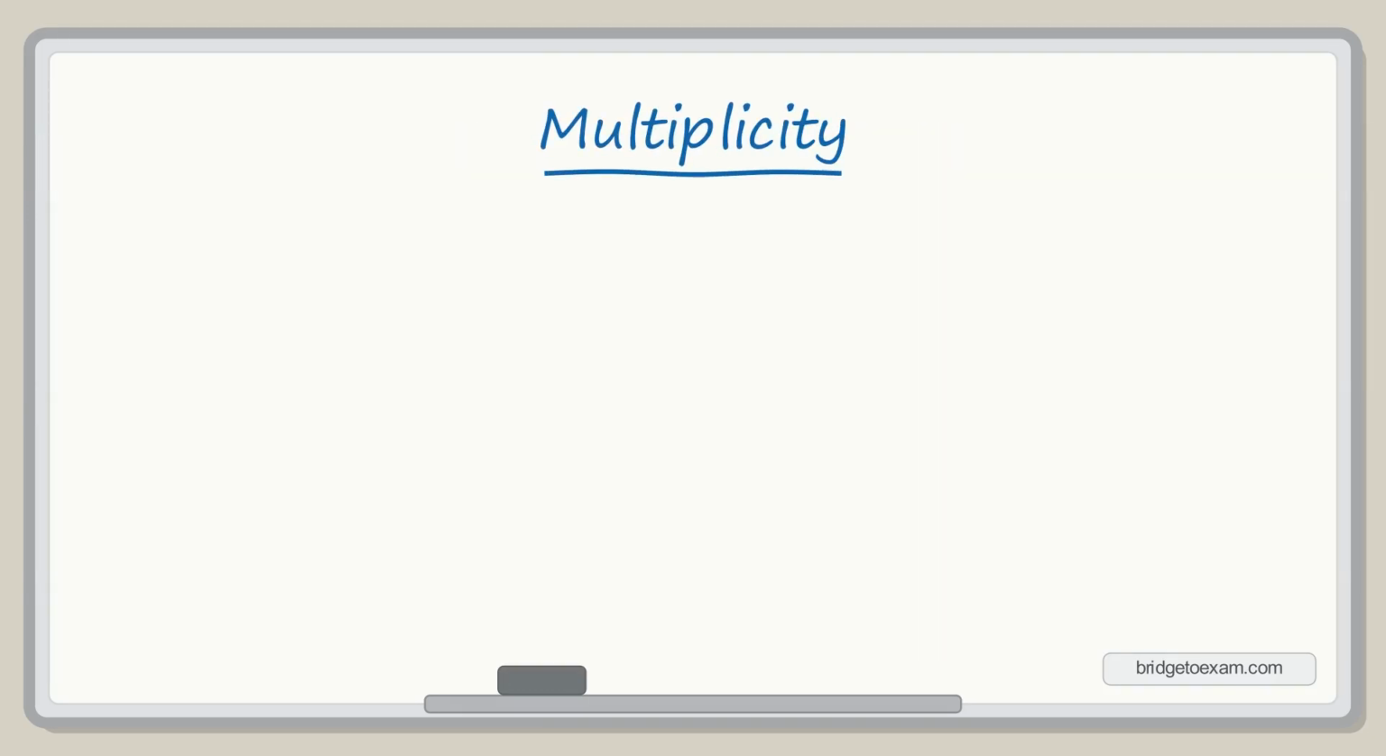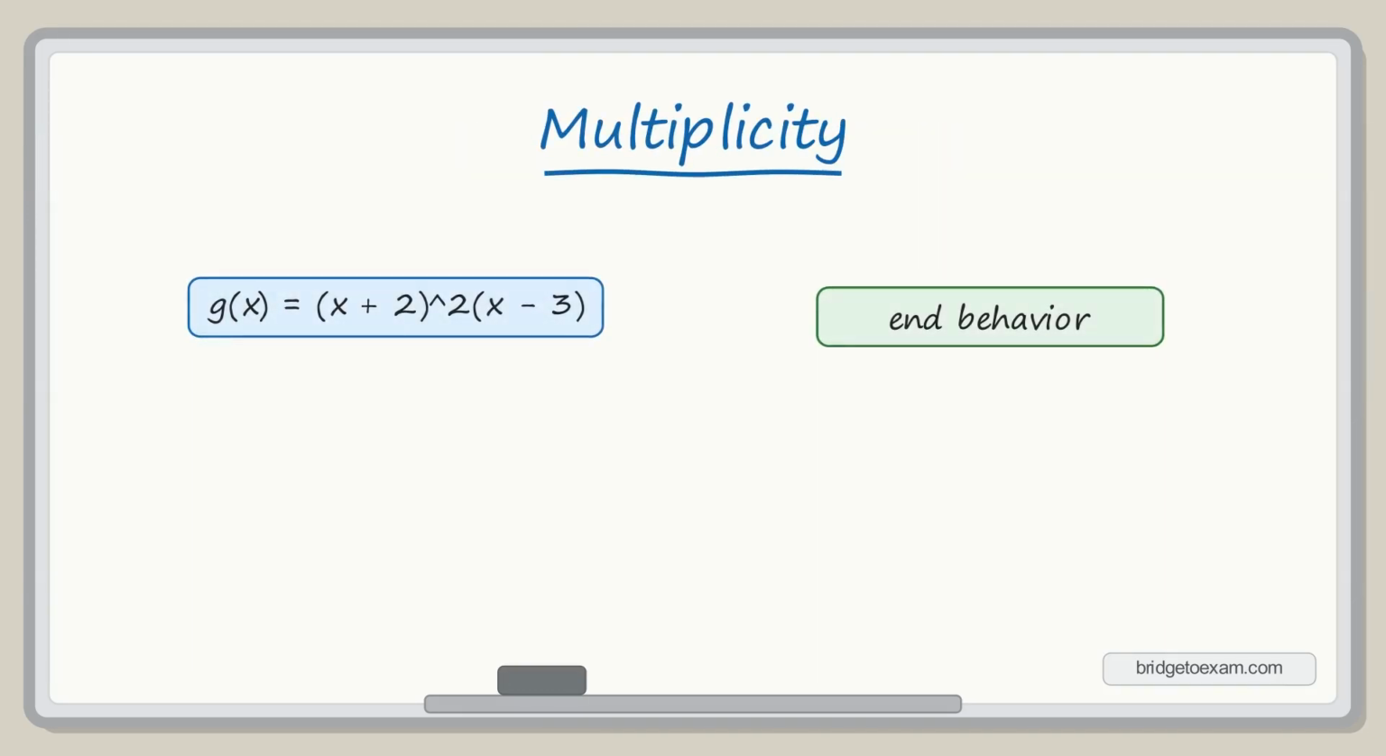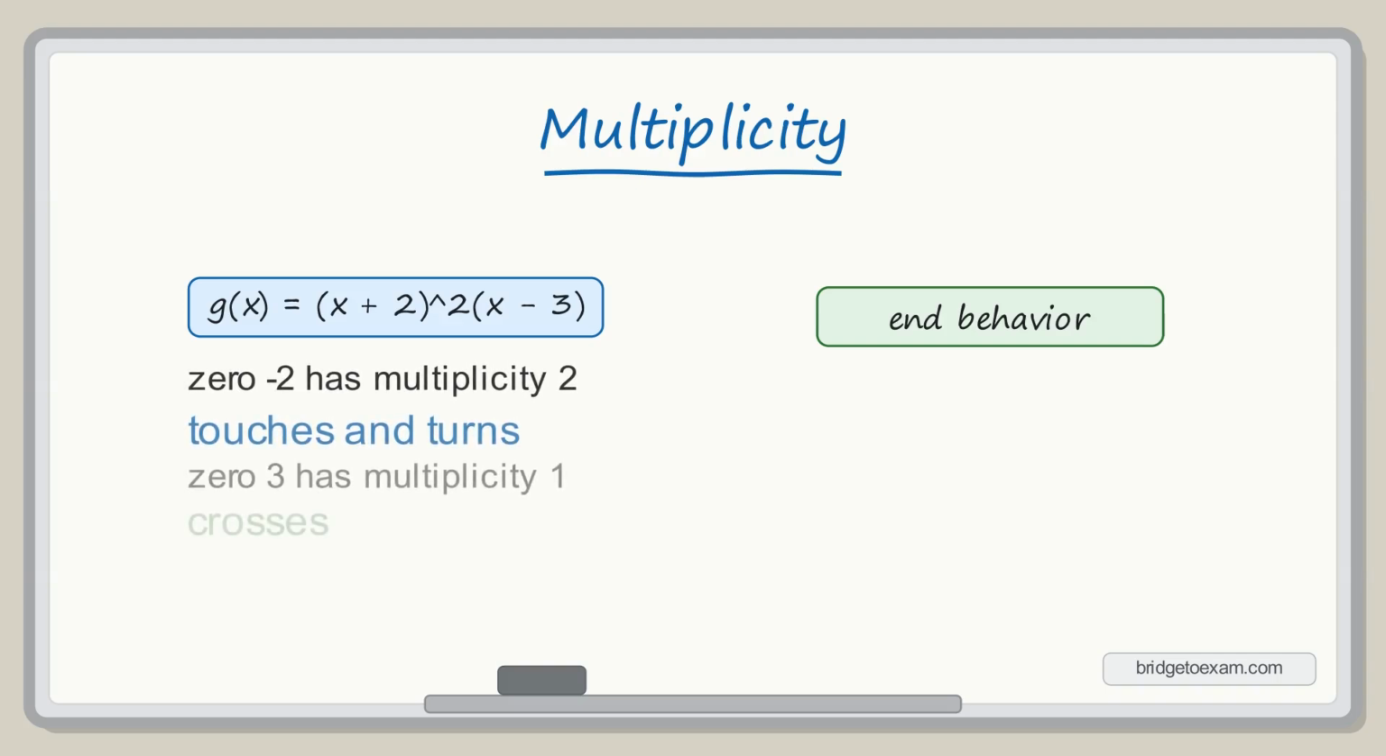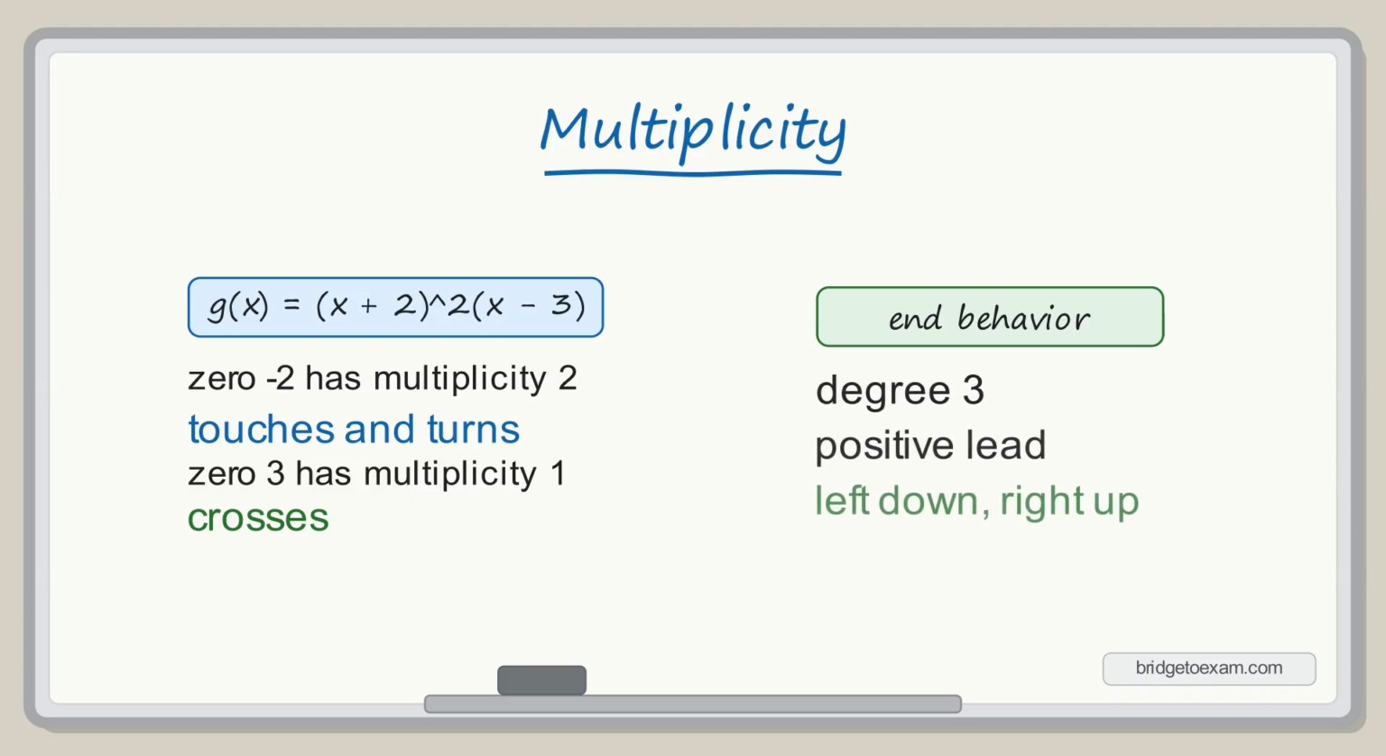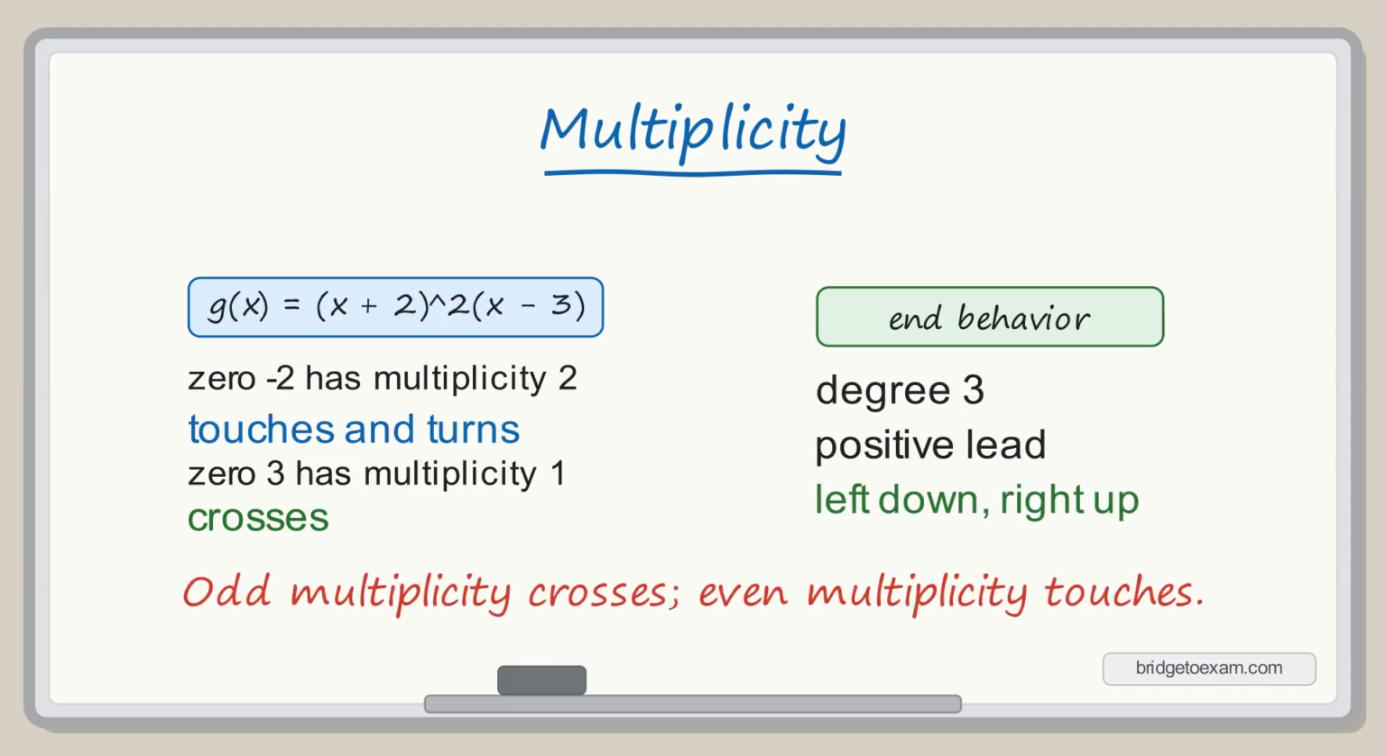Multiplicity tells graph behavior at a 0. An even multiplicity touches and turns. An odd multiplicity crosses. Degree and leading sign still control the far left and far right ends.